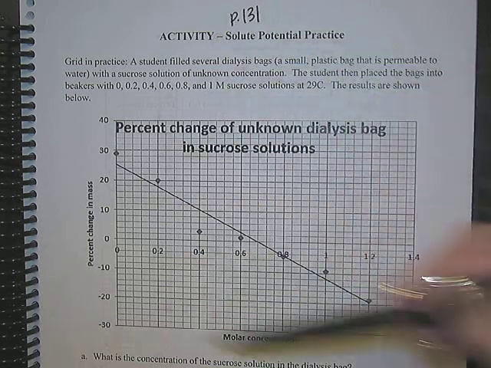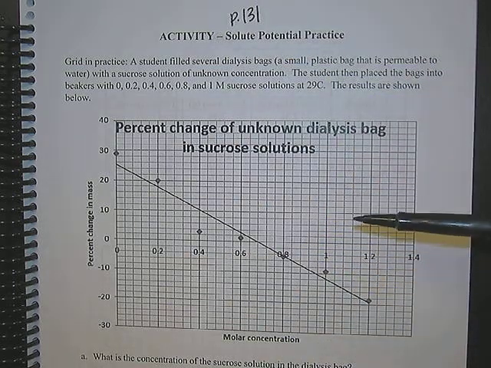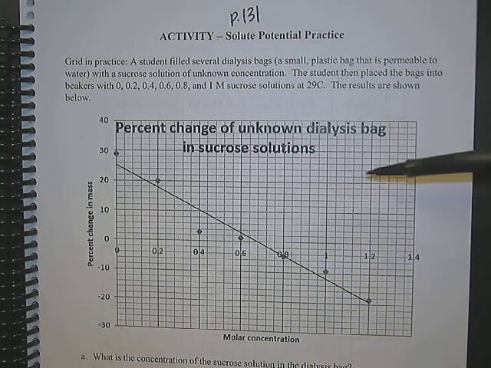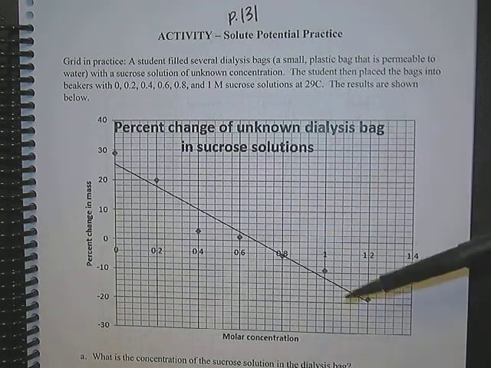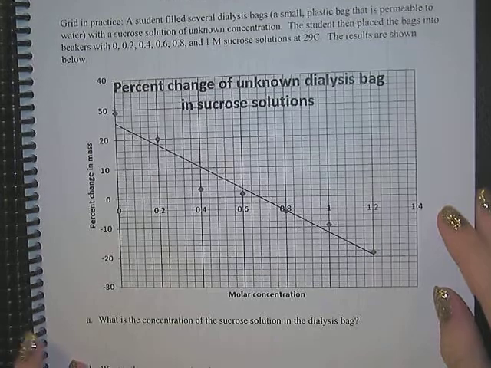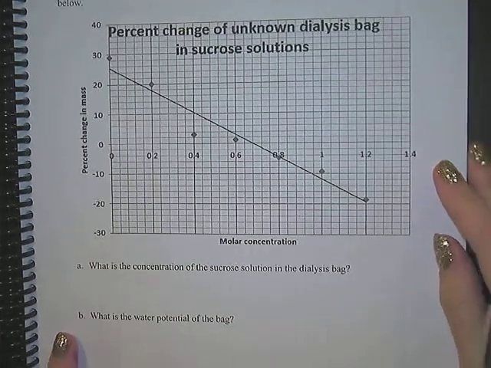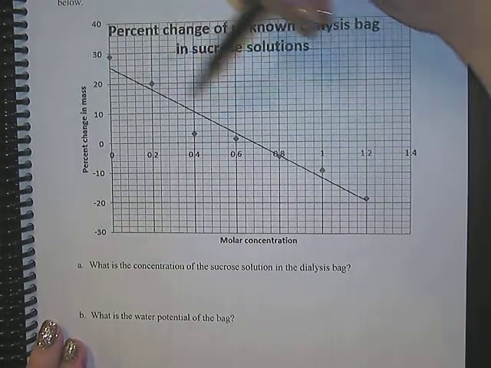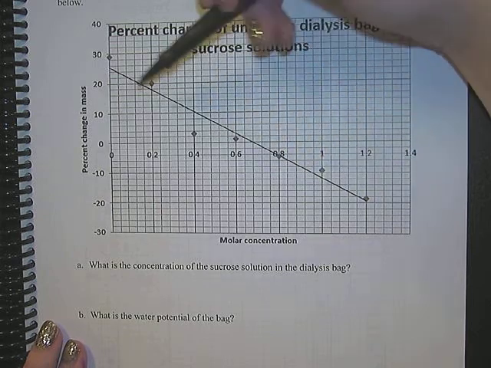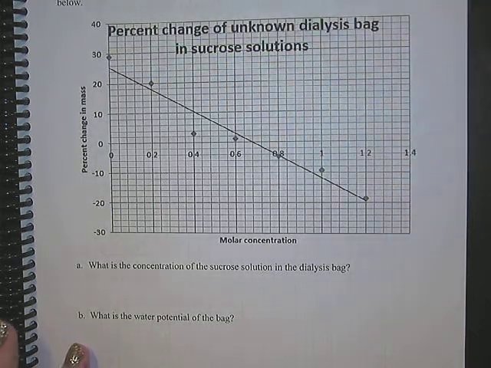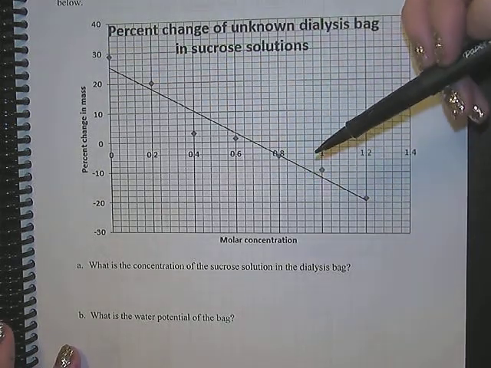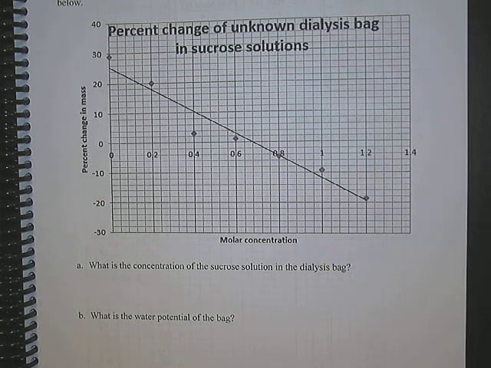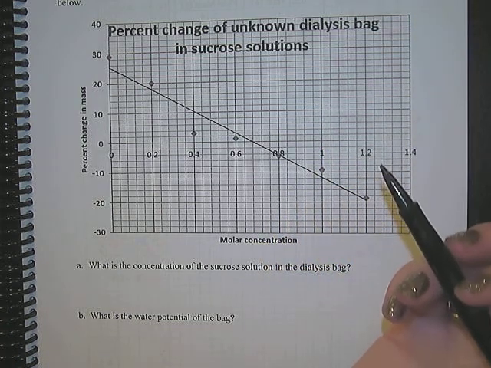So we have this graph showing the results of this lab where they put the dialysis bag of an unknown solution in varying sucrose solutions. So the reason this graph is important and this best fit line is important is because this can actually tell us the molar concentration of the unknown solution in the bag.